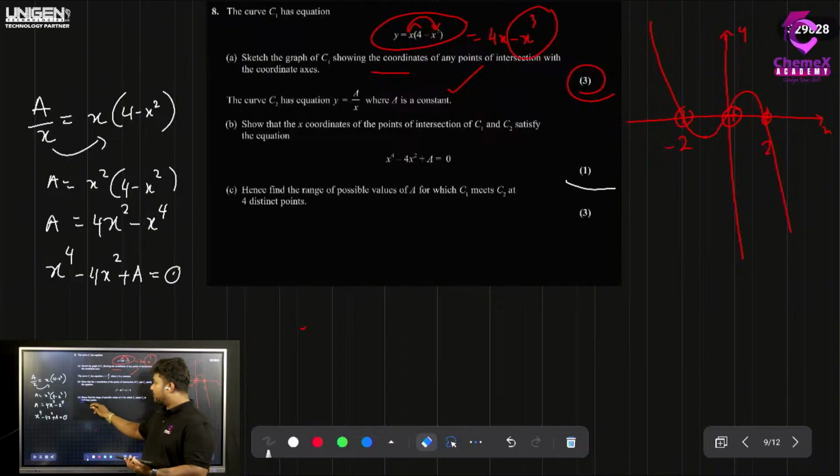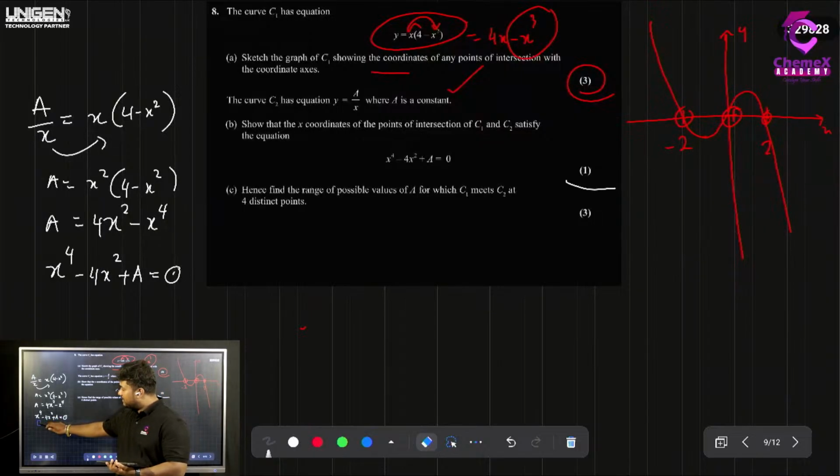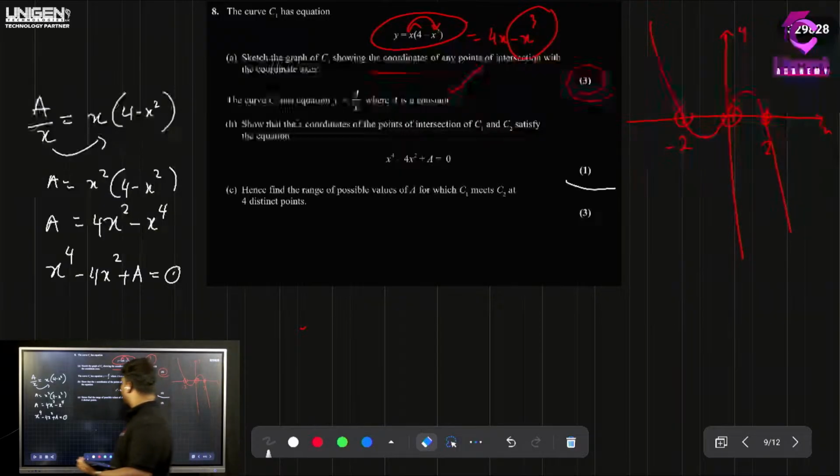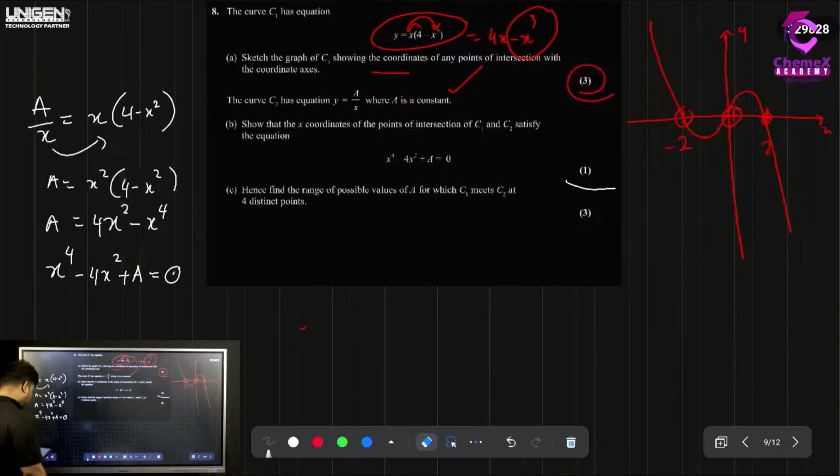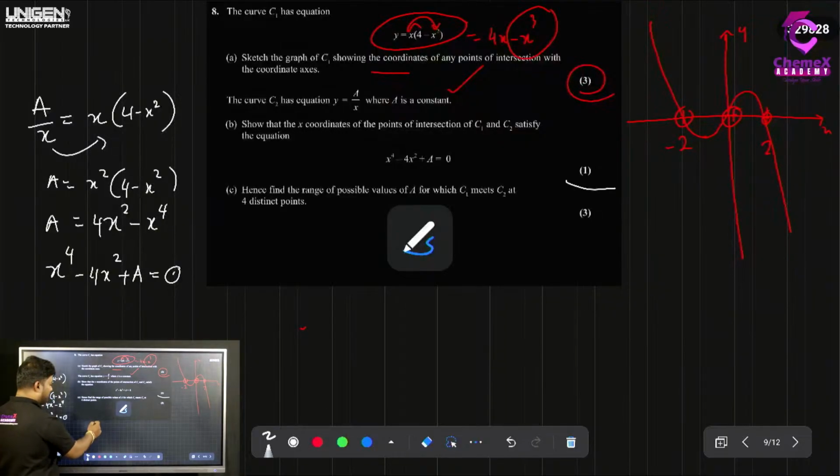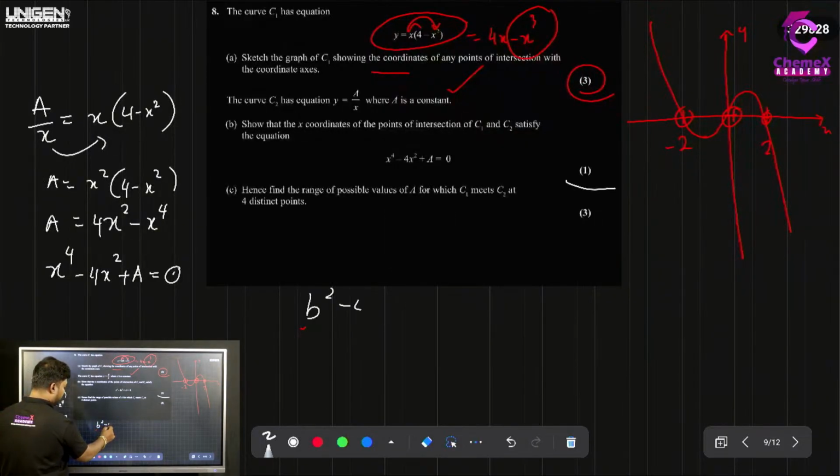Okay. So next is, hence find the range of the possible values of a for which C1 and C2 meet at 4 distinct points. You have x to the power 4 and x to the power 2, so how do you find it? You're going to use b squared minus 4ac, right? b squared minus 4ac.